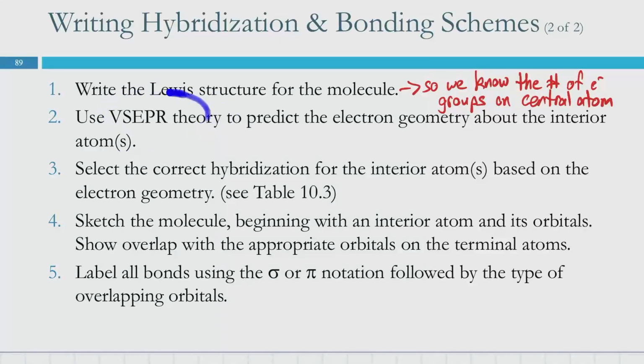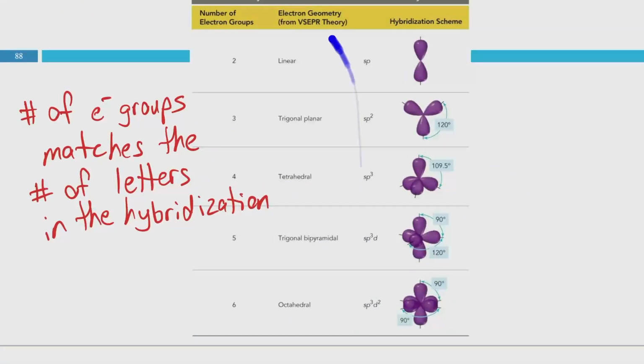And then we can use valence shell electron pair repulsion theory to predict the electron geometry around the interior atoms. That's going to be any of our simple shapes. It's going to be linear, trigonal planar, tetrahedral, trigonal bipyramidal, octahedral. Those 5 shapes, these same shapes that we are seeing here. It's going to be one of those 5 shapes based on the number of electron groups.